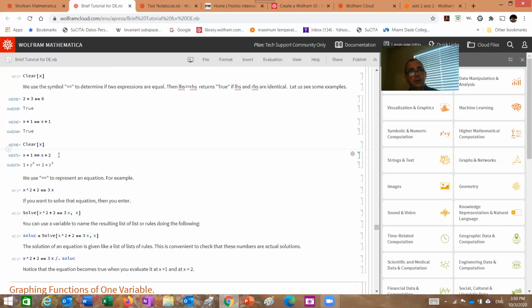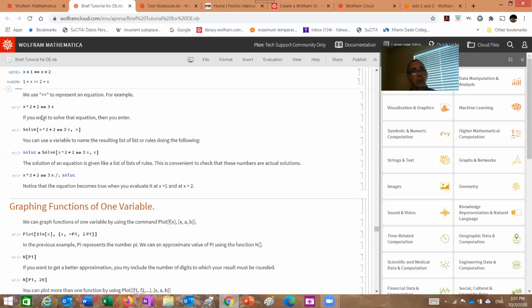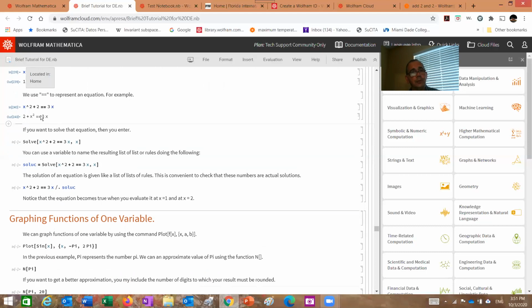then when you enter this expression and you press Shift Enter, it returns what? It returns the same equation, but it doesn't tell you whether this is true or false. Now, it means we always use the double equal to represent equations. For example, x to the second plus 2 is double equal, and we use the double equal sign, 3x, and then this is an equation. We can just enter that equation, but it returns the same equation because there is no value for dx here, so there is no way of saying whether this is true or false.